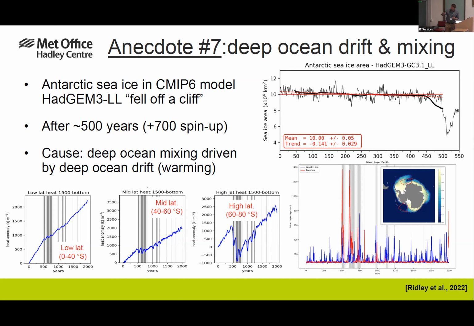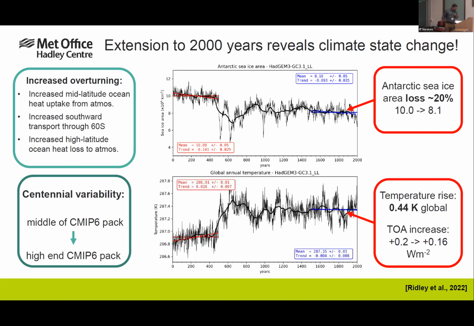So this is 512 years. The full 2,000 years looks like this. So it dropped off there, came back for a bit, and dropped again. And then eventually we end up at this position where we've actually got 20% less ice, Antarctic sea ice, that is. But more worryingly, we've then got a big increase in global temperature. This is global near surface temperature of nearly half a degree warmer. And we've lost that trend as well.